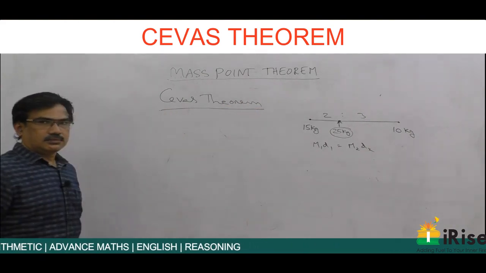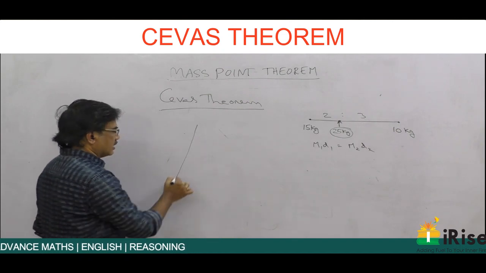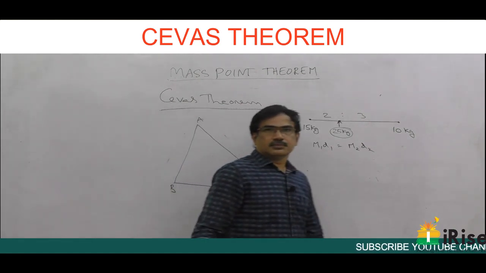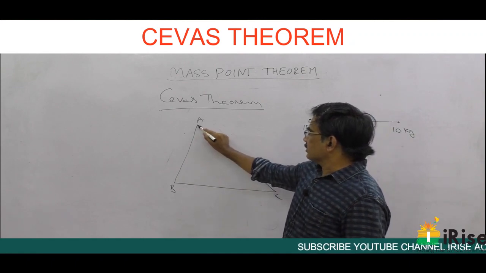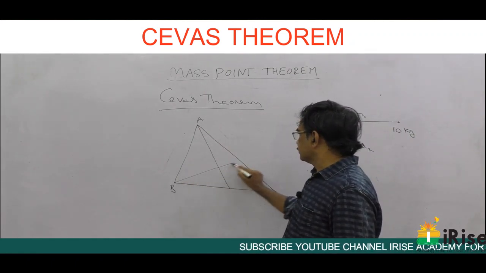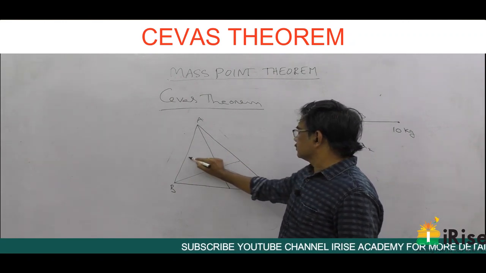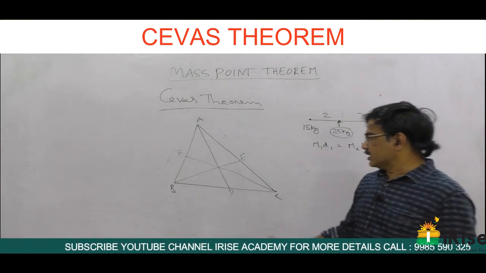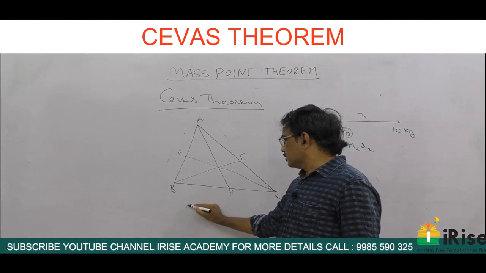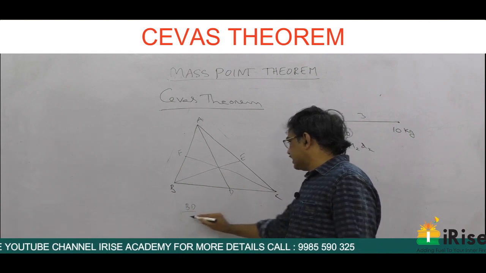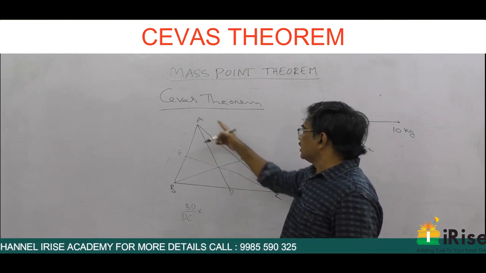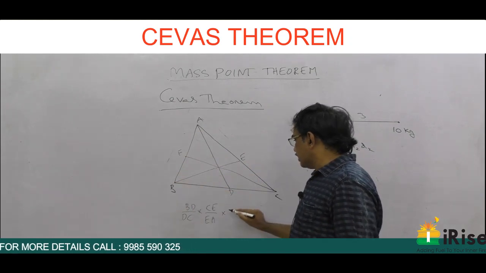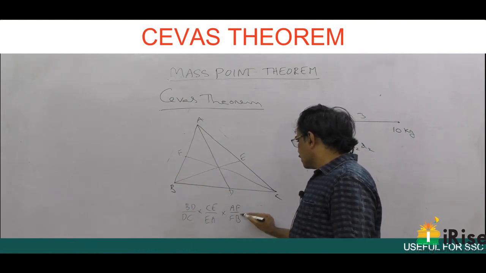Ceva's theorem. Here, if this is a triangle ABC, 3 concurrent lines drawn from 3 vertices of a triangle. These are the 3 concurrent lines, AD, BE, CF. Then, according to Ceva's theorem, BD by DC into CE by EA into AF by FB is always equal to 1.